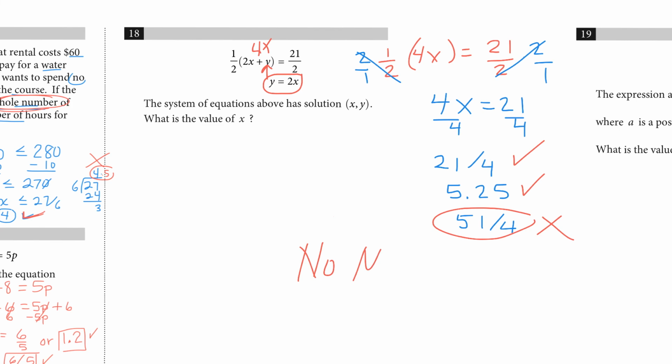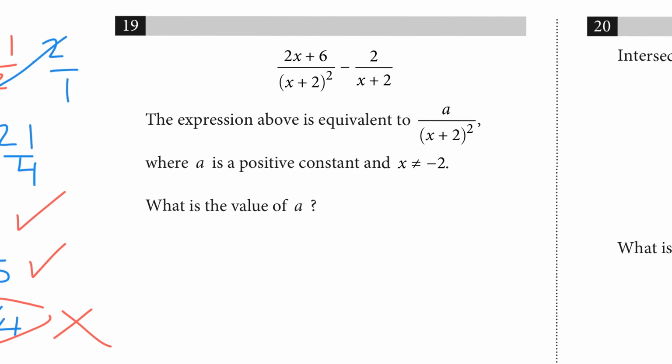No mixed numbers like 5 1/4 or any mixed number on this section of the test, because you will get them wrong all the time. Absolutely no mixed numbers. Okay, that's number 18. Okay, moving right along to number 19.